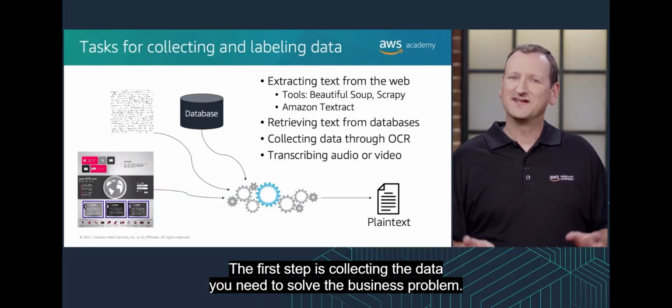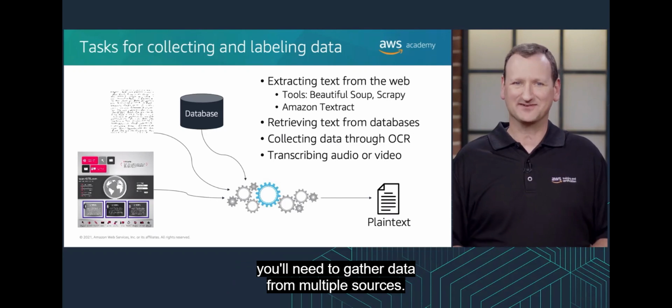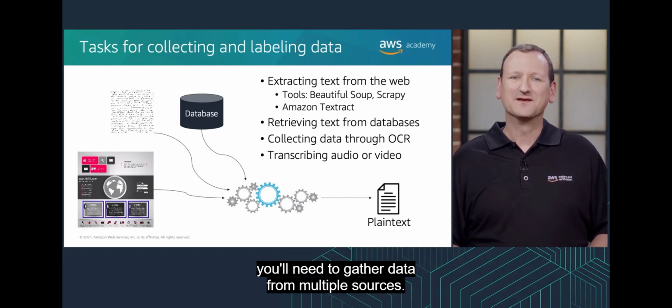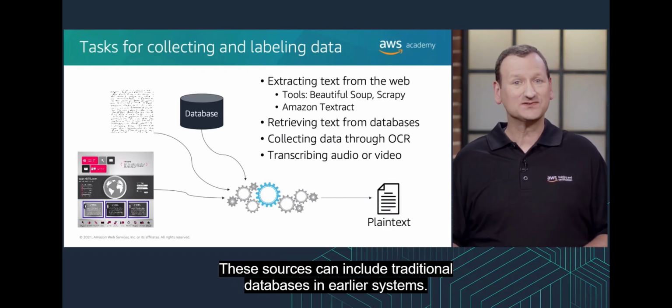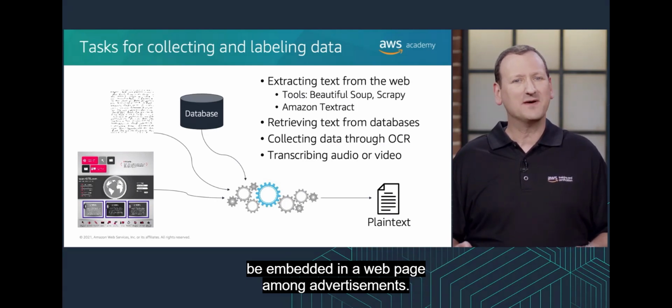The first step is collecting the data you need to solve the business problem. Like most ML problems, the data won't be in the correct format, and you'll need to gather data from multiple sources. These sources can include traditional databases in earlier systems, but the data could also be in handwritten documents or be embedded in a web page among advertisements.